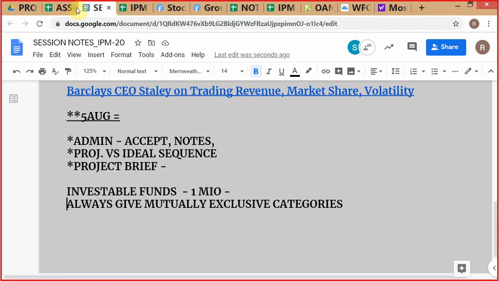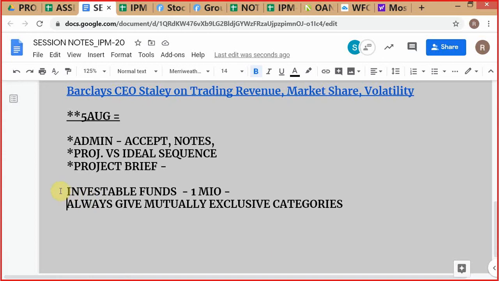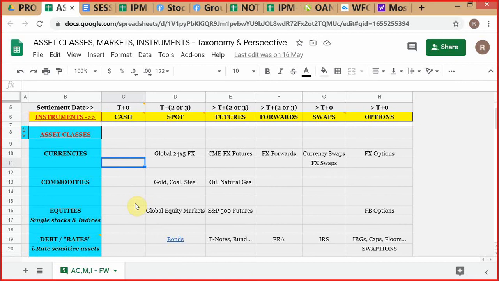All right. So let's look at one of these frameworks, which you will find in your notes in the asset classes section. The right way to think about it, when you are given this amount of money, the investable funds, is in terms of asset classes. I'll bring up asset classes. We'll go through this in detail later on. I'll just run through it quickly today so that we don't lose too much time. Let's look at futures here.